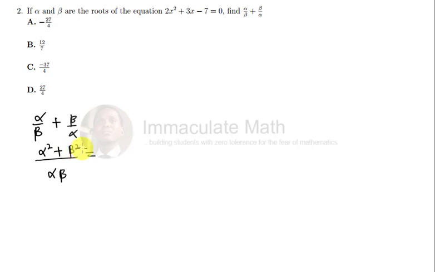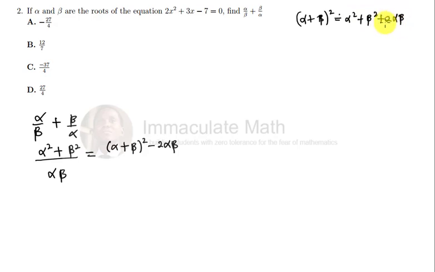And you would have seen something like this before, that anytime you have alpha square plus beta square, according to the algebraic identity, you have this to be what? If I have alpha square plus beta square, I will have this to be alpha plus beta all square minus 2 alpha beta. And you will agree with me. Why do I say you will agree with me? Because if I expand alpha plus beta all square, I'm going to have alpha square plus beta square plus 2 alpha beta.